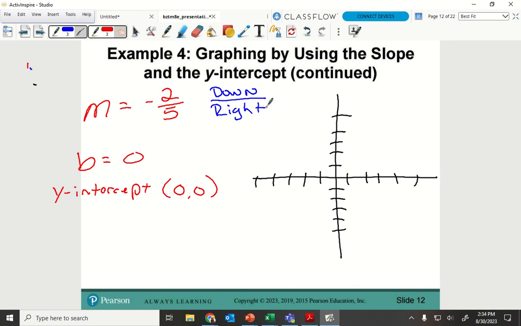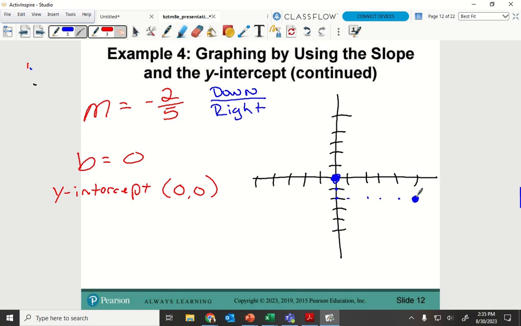Okay. Anyway, so start at my intercept, which is 0, 0, right? And from that point right there, Matthew, you zoned out again. Okay, from that point right there, I'm going to go what? Down, down 2, so 1, 2, and to the right 1, 2, 3, 4, 5.